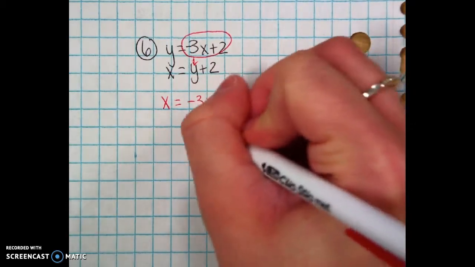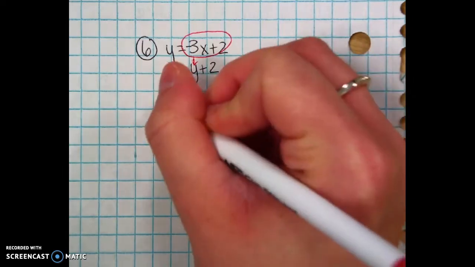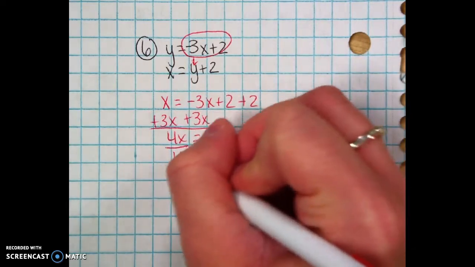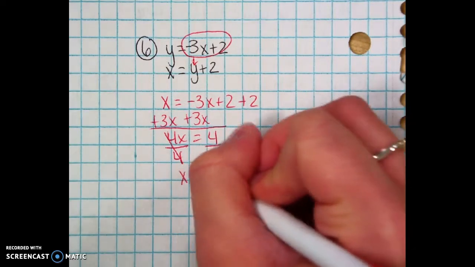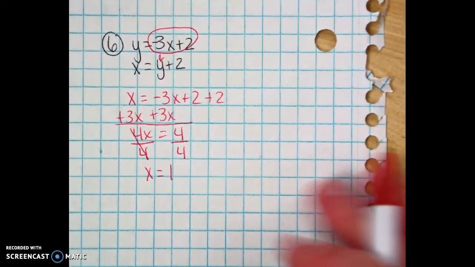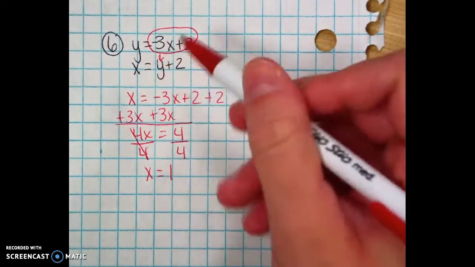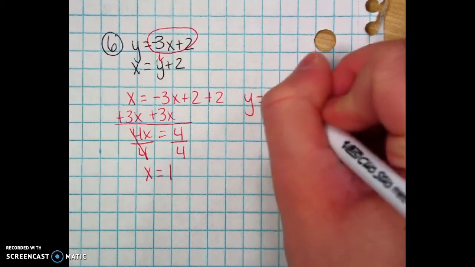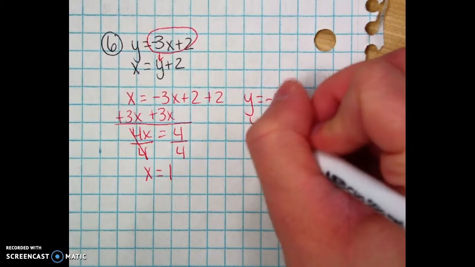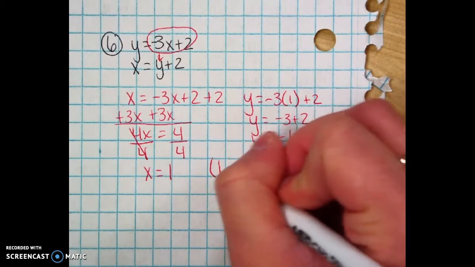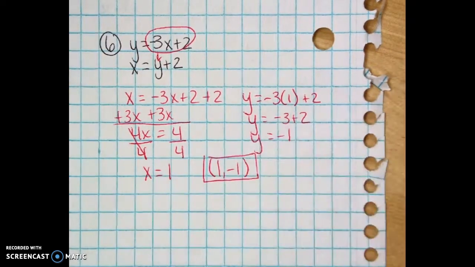I'm going to add 3x to both sides. X plus 3x is 4x, and over here 2 plus 2 is 4. Divide by 4, x equals 1. I'm going to plug that back in. It doesn't matter which one I use. Let's go here. Y equals negative 3 times 1 plus 2. That's negative 3 plus 2, which is negative 1. You can always double check your answer by plugging it back into both of the equations.